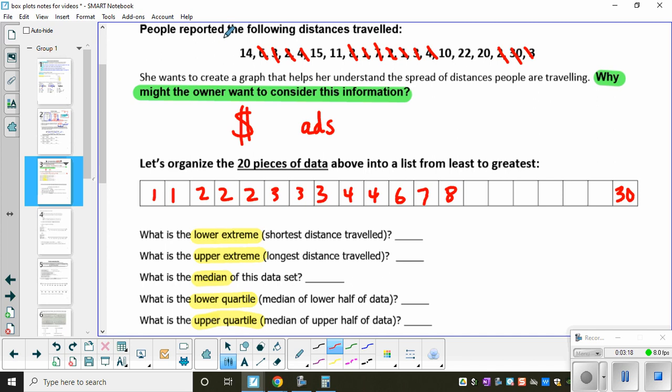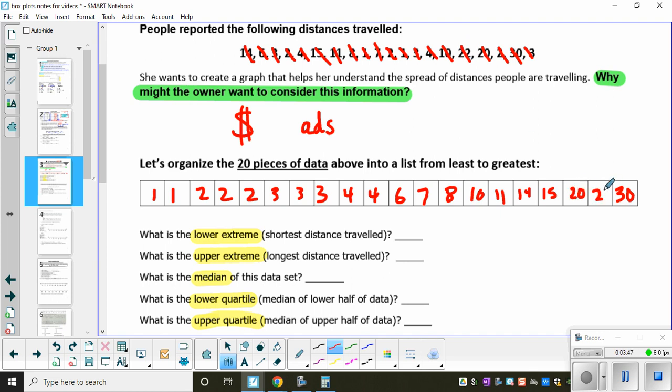Now let's see. I don't think we have any 9s. Nope. There's a 10. We had an 11. Don't see any 12s or 13s, but we got a 14 and then a 15. No 16s, 17s, 18s, or 19. We got a 20 and a 22.